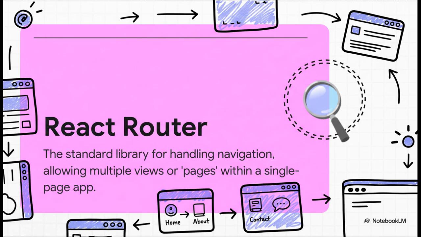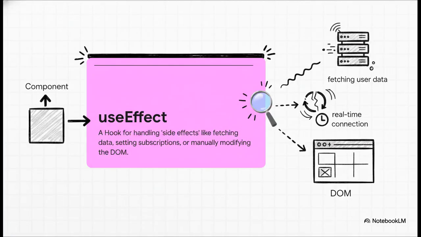Well, for that, the community has a standard solution, a library called React Router. It's the secret sauce that lets you create different pages or views in your app. And the best part is, when you click a link, the browser doesn't do a full clunky page reload. The content just swaps out instantly. This is what makes a single-page React app feel like a traditional multi-page website. Now, our components can't just live in their own little bubble.